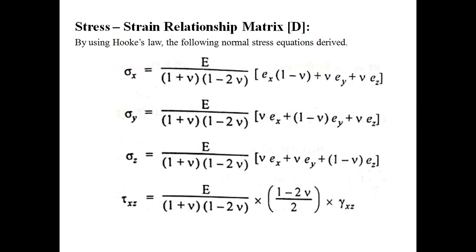Which are all consolidated as σr, σθ, σz, τrz is equal to E by (1 plus ν)(1 minus 2ν) times a matrix. So we get one particular formula. From here, ultimately the governing equation of stress, σ equal to D into ε. This term is represented as matrix D, the stress strain relationship matrix for the axisymmetric element. So that is represented here.